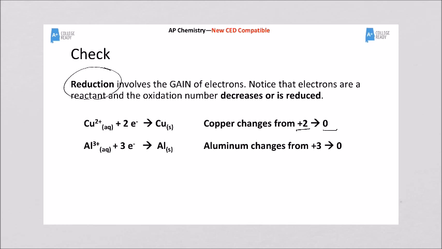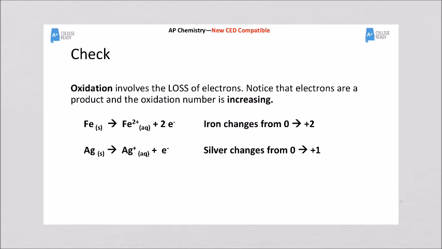So same thing with aluminum. We have a 3 plus charge, and we're going to learn about oxidation numbers in a minute. So 3 electrons would be gained to go to 0. The other two processes that were given, those are oxidation. And notice oxidation involves loss of electrons. So losing electrons makes the value actually go up. Losing negatives, it's going to become a more positive value.